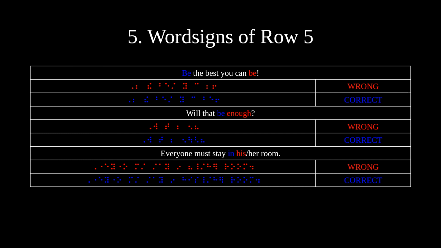In the sentence, will that be enough?, you must use the OU and GH contractions in the word enough, because the word enough comes before a question mark. In the sentence, everyone must stay in his/her room, you must spell the word his in full, because it comes before a slash.